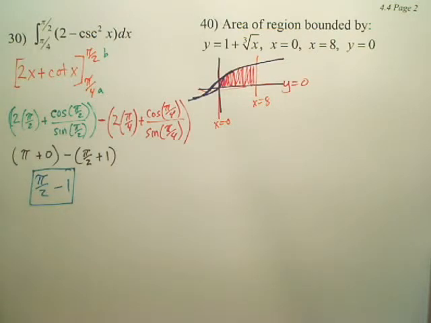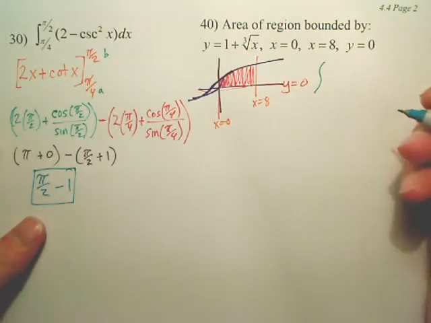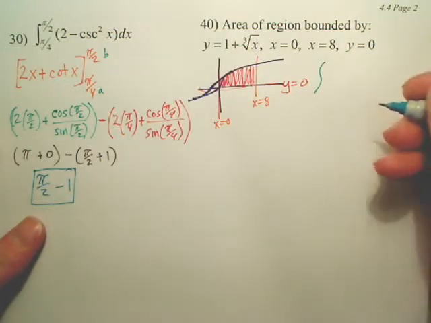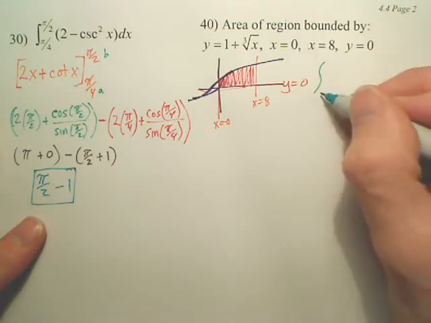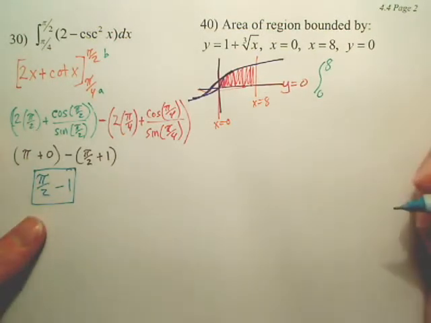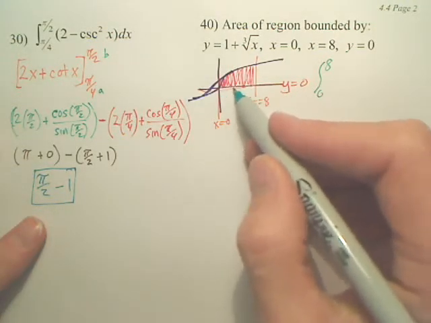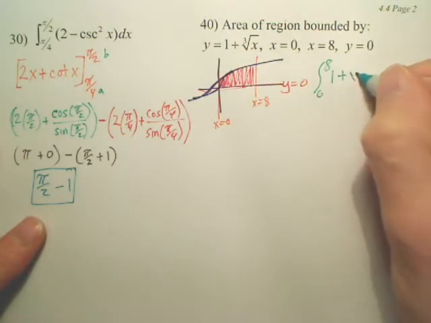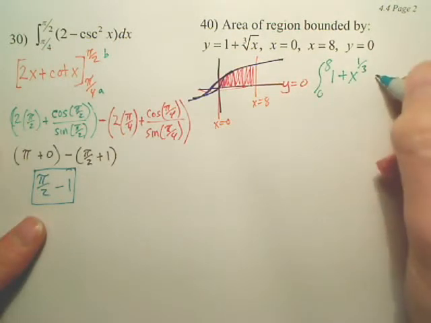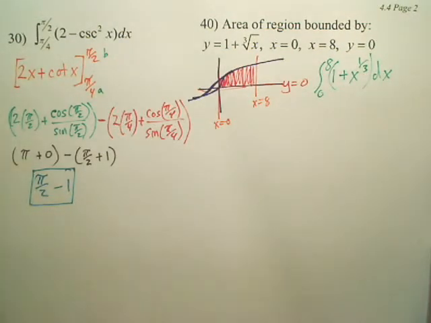Okay. So, if I was to write this as an integral, what's my interval? My interval is what? Isn't it from 0 to 8? And aren't we just going from this line to the x-axis? So isn't that just the integral of 1 plus x to the 1/3 dx?